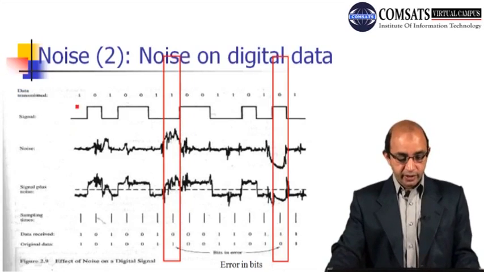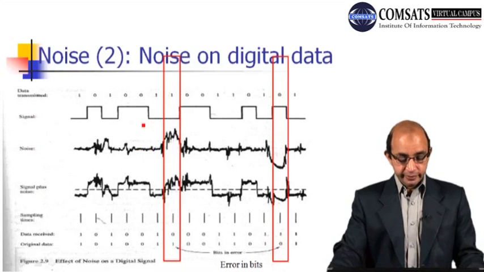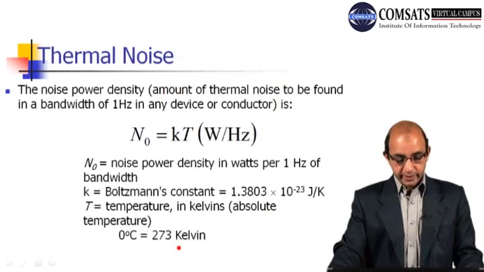Here you can see the data that has to be transmitted, and this is the noise and the signal plus noise. The noise and the signal are superimposed, and after sampling we receive the bits, and you can see that we have errors in certain bits. Here is the expression for the thermal noise: N naught is equal to KT, where N naught is the noise power, K is the Boltzmann constant, and T is the temperature.